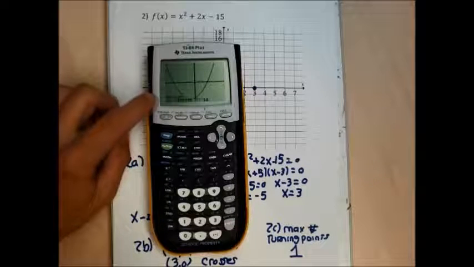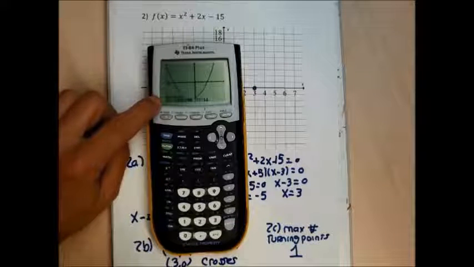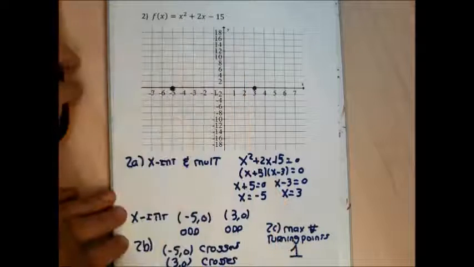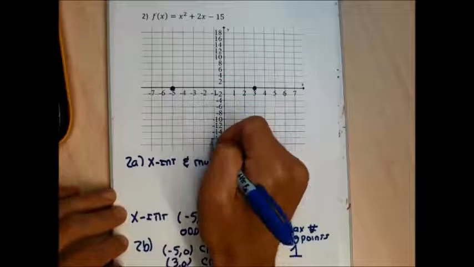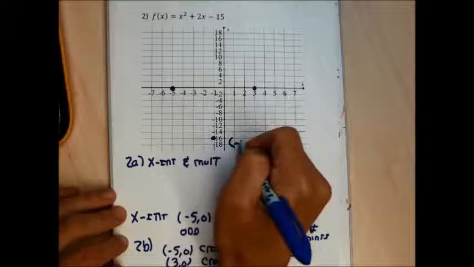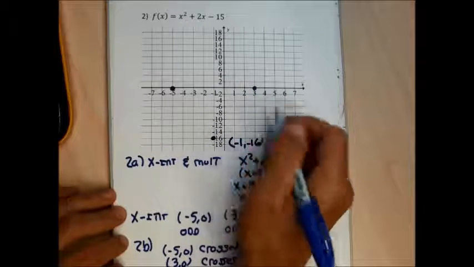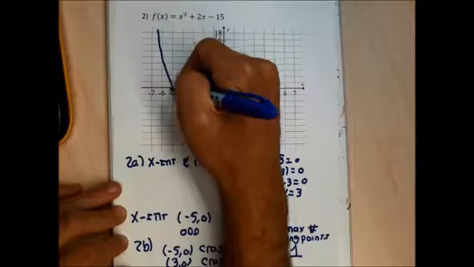That turning point I'm going to say is the point (negative 1, negative 16). I'm going to round that negative 0.9999 to negative 1. And so I'm going to say the turning point is (negative 1, negative 16), and I'm going to actually draw that and label that point. So now I'm just going to draw my parabola.